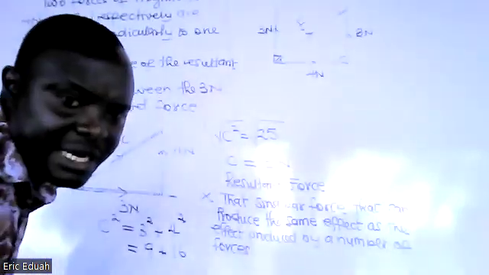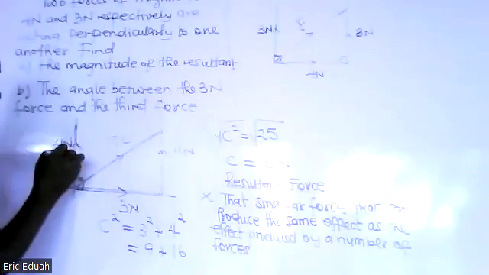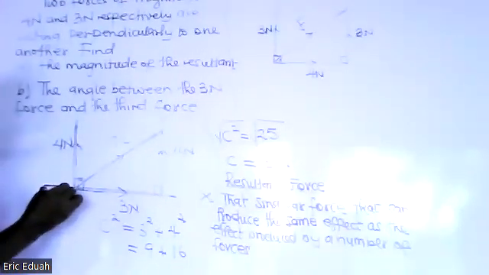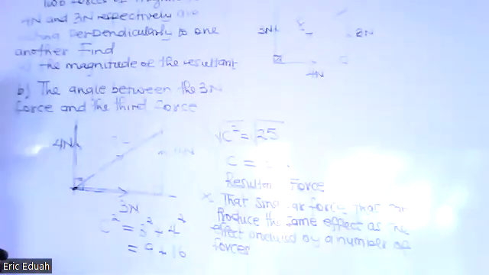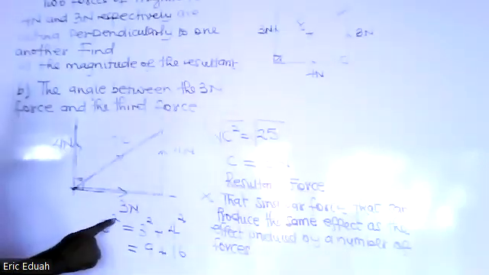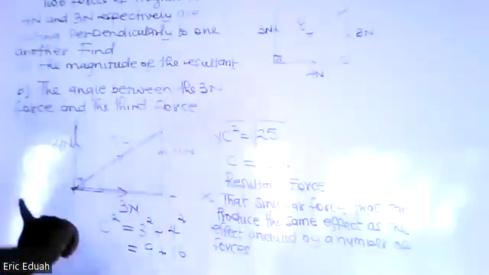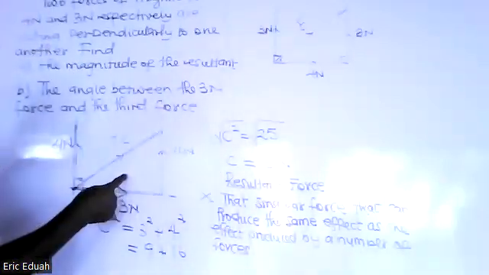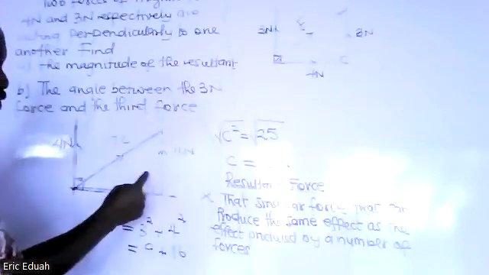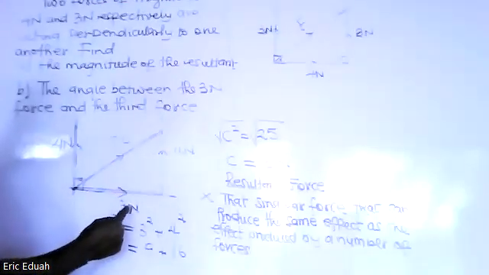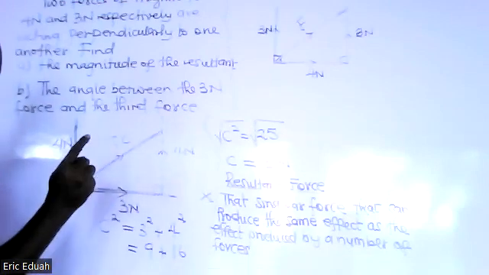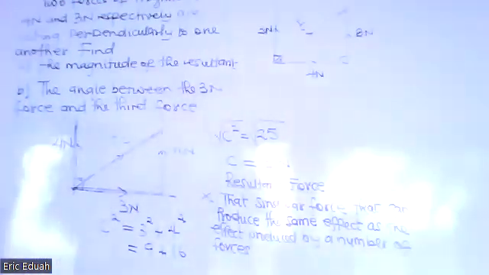So all that we are saying here is that we have 4 and 3 Newton acting on a body or at a point. What 4 and 3 can do, only 5 Newton can do the same thing. And that is why this obeys Pythagoras theorem, that when you square 5, it should be equal to the sum of the squares of 3 and then 4. Are we fine?